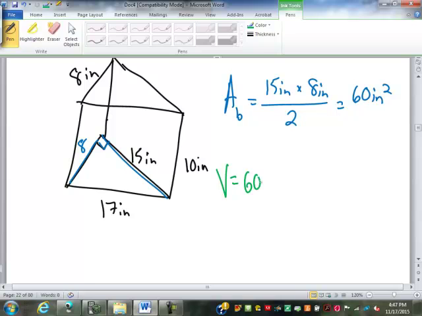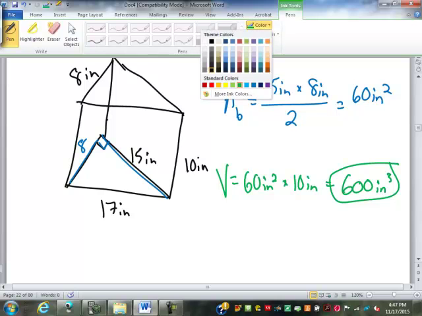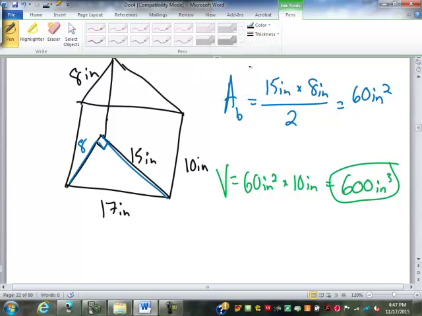My volume then is the 60 inches squared times 10 inches of height, 600 inches cubed. How many of you had 600 cubic inches? Okay. Any questions on that? Does it make sense once you see me do it, at least?